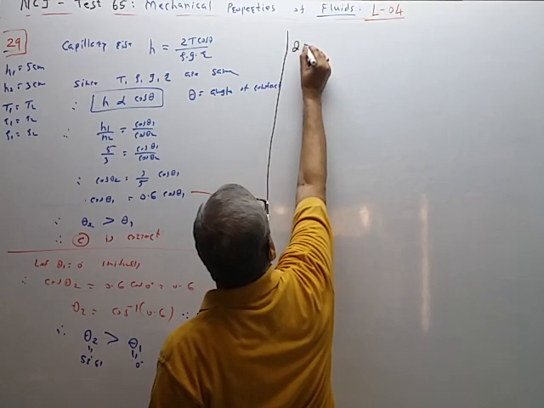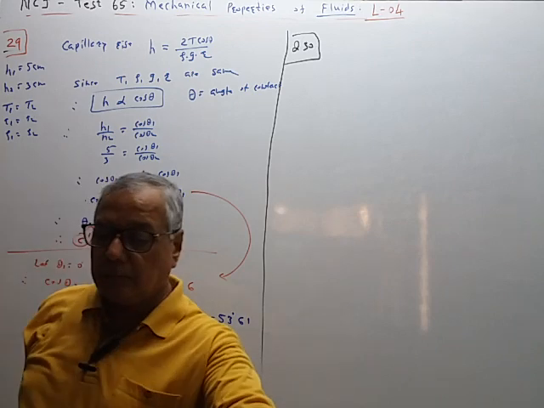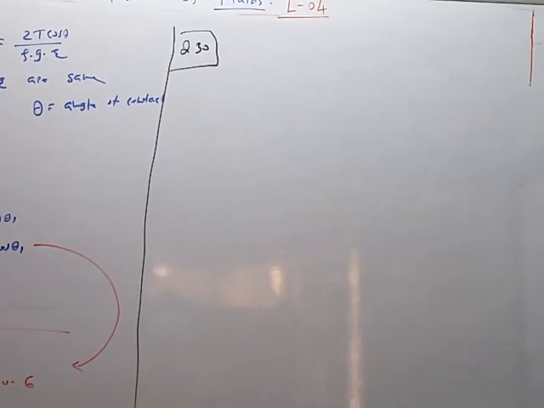Next, question number 30. So I will read question number 30. A uniform tapering vessel shown in the figure is filled with liquid of density 900 kg per meter cube. The force that acts on the base of the vessel due to the liquid is, take g is equal to 10.